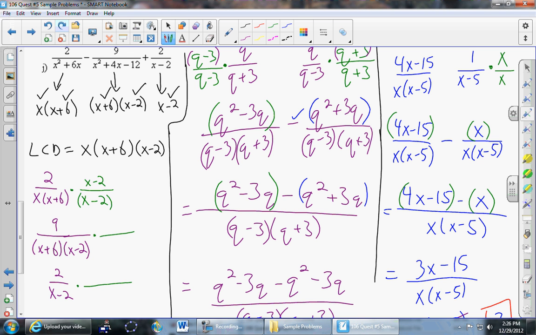Okay, next fraction, 9 over x plus 6, x minus 2. I have x plus 6, I have x minus 2, I have x plus 6, I have x minus 2. What I don't have is the x. So we need to put in an x, top and bottom.